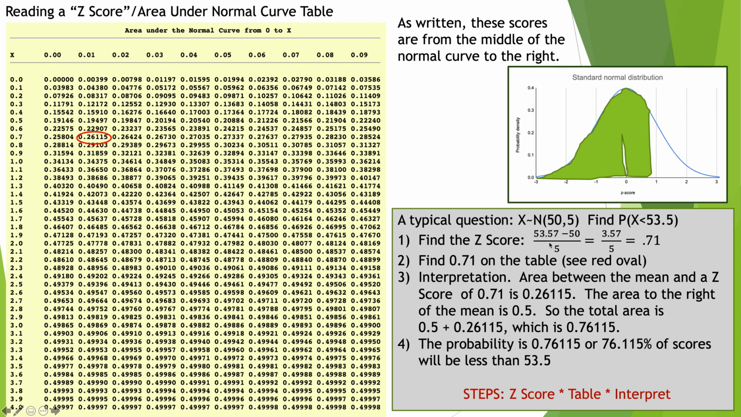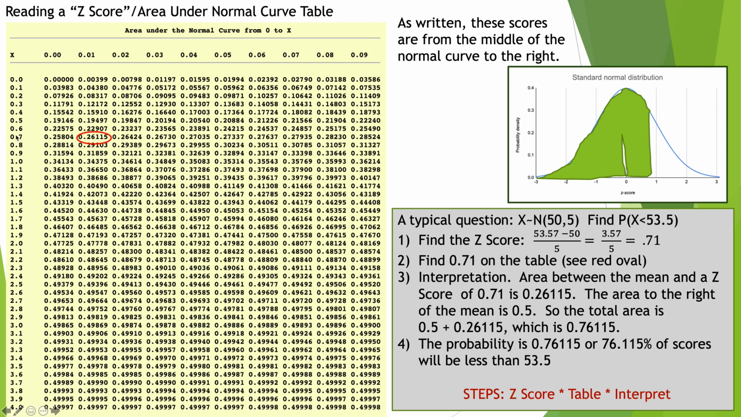I should have just written 53.5. I wrote 53.57. Sorry about that. You follow the z-score formula: it's the score minus the mean, divided by the standard deviation. So using 53.57, I get that divided by 5, and I get 0.71. So now I need to go find 0.71 on the table.